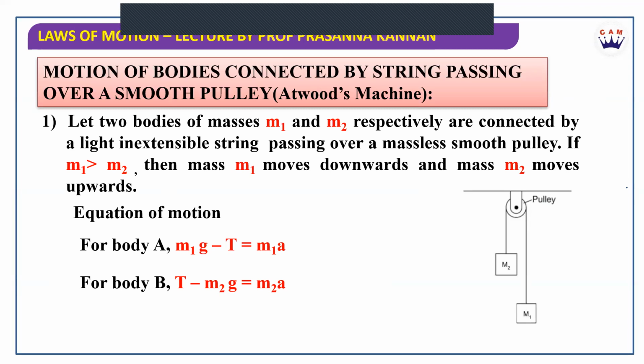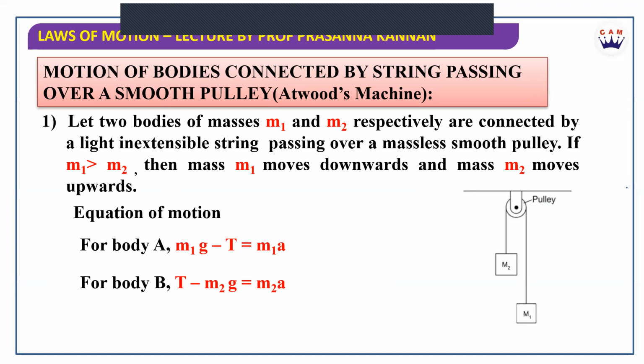Remember the result. Okay. For body A, can you tell me the free body diagram? M1G will act downwards. What will be acting upwards? Tension. The body is coming down because M1 is more than M2. So net force is equal to M1 into A. What is the net force? M1G minus tension. So M1G minus tension is equal to M1A.